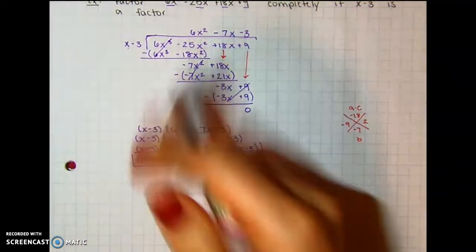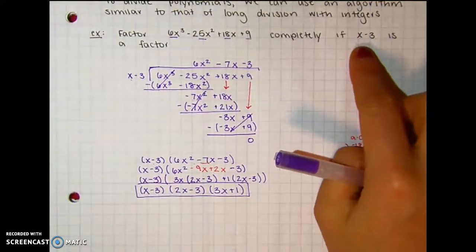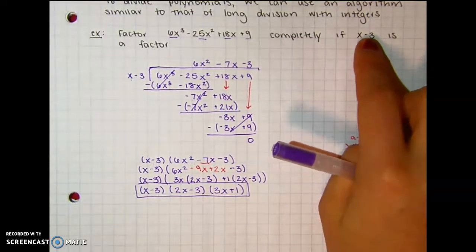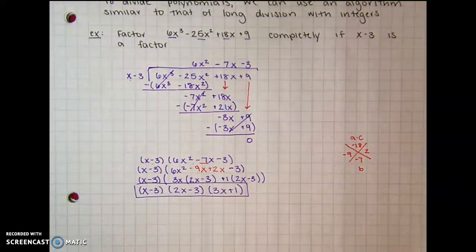So there's a bunch of different variations of this problem. Instead of saying x minus 3, I could say 3 is a 0, and so then you'd have to change it to x minus 3. Yeah. Alright, let's do a different kind of example.